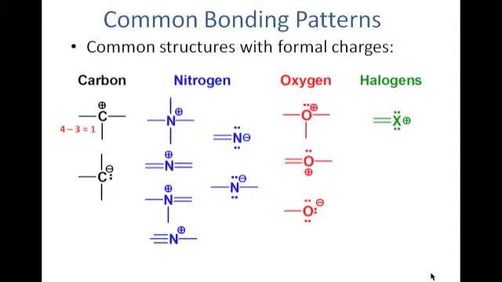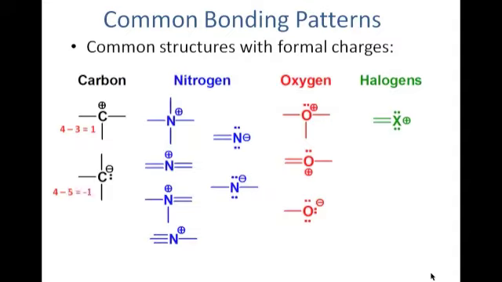So for carbon, carbon can either have a positive charge or a negative charge. For my positive charge, I'm going to calculate the formal charge in exactly the same way that we've been doing. I have 4 electrons in the neutral free atom. I get that number from the periodic table. I have 3 bonds. 4 minus 3 is a charge of 1.